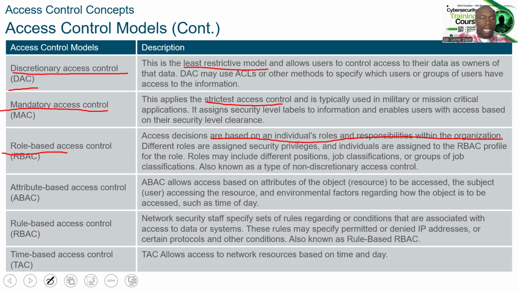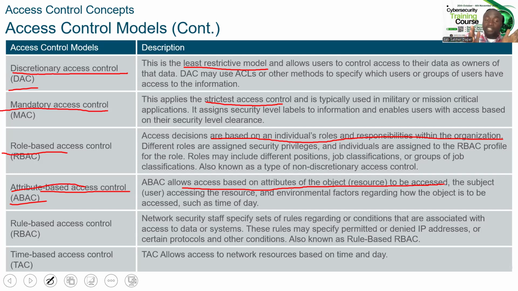Then you have what we call the attribute-based access control. This is ABAC. What does this one do? It allows access based on attributes of the subject, the user accessing the resource, the object to be accessed, and environment factors regarding how the object is to be accessed, such as time or day. Now, you see, with all of the other ones, the policies are applied. Once it's been applied to you, then you can access it all through.